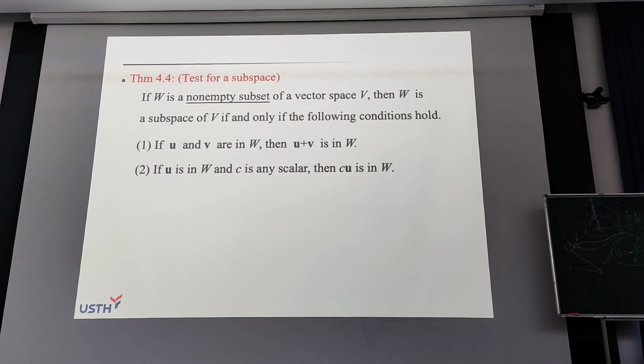If u and v are in W, then the sum u plus v must be inside W. And if u is inside W, then c u must be inside W, nothing more. So in order to verify whether a subset is a subspace or not, we need only to verify two properties here. Those two properties are exactly property number 1 and property number 6 in the definition of any vector space.